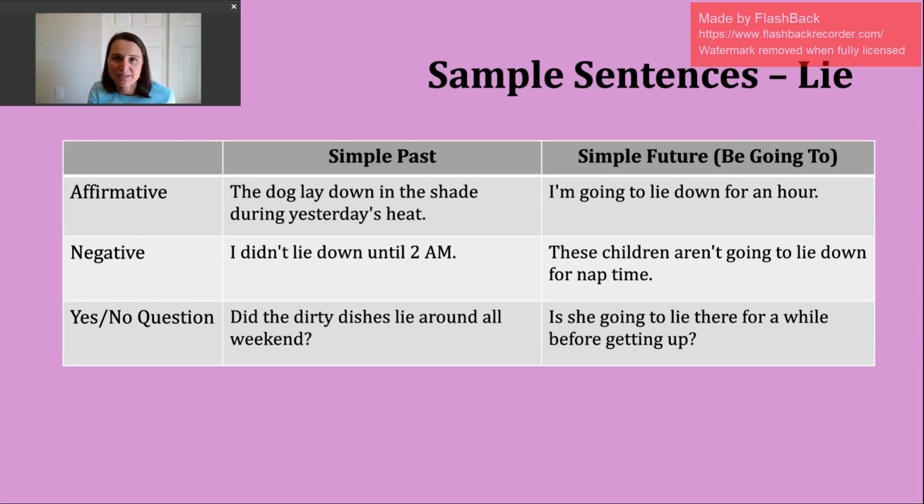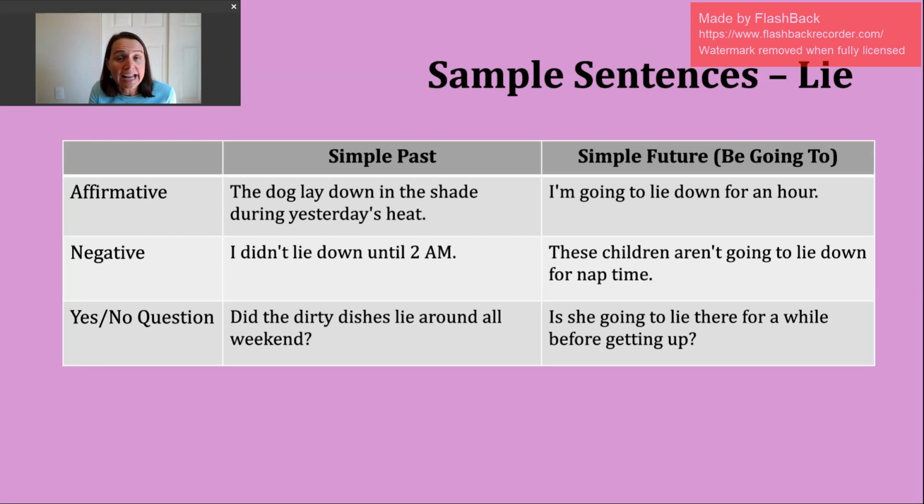Now, if you want to make a negative simple future sentence, just insert not after your be verb. You can take is not and make that the contraction isn't. You could also take are not and change that into a contraction aren't, but you cannot make a contraction with am not. Let's take a look at an example here. These children aren't going to lie down for nap time. So here someone is looking and maybe seeing a lot of energy. Maybe the kids are kind of wild and they're just thinking, man, these kids are not going to nap.